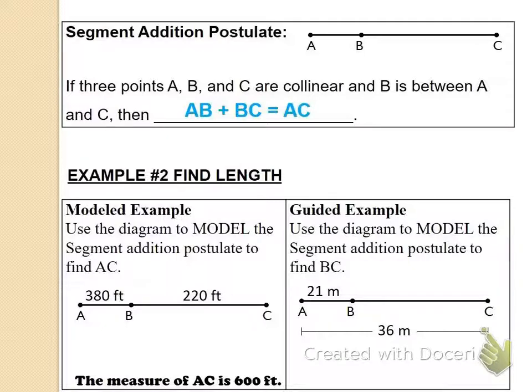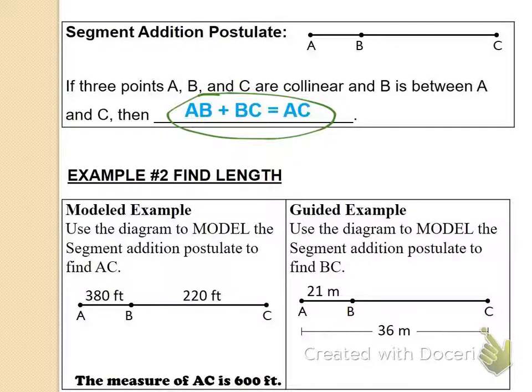But as we start throwing some algebraic expressions in there for our different segments, it's going to be helpful to write out this segment addition postulate just like this. So you label your segment and then write it out. AB plus BC equals AC. And then fill in what you know about those segments, and that will help you figure out what you need to do to find different lengths. Okay? So here's what I mean in the first example. I know that we can just add 380 plus 220 and get to 600 feet. Hopefully that seems incredibly obvious.